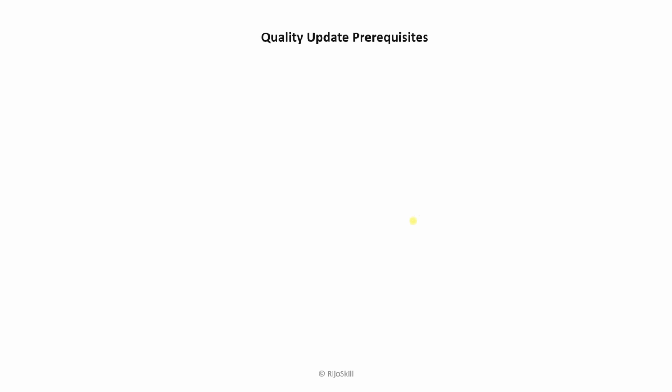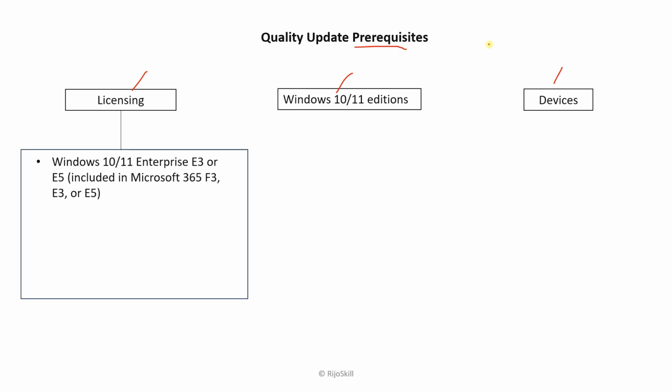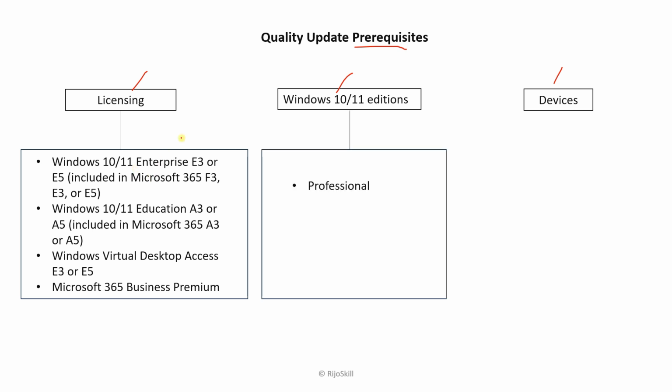Now we will discuss the prerequisites needed for the quality update: licensing, Windows 10 OS editions, and devices. First, licensing. There are Windows 10 or 11 Enterprise E3 or E5, Microsoft 365 F3, E3 or E5, Windows 10 or 11 Education A3 or A5 including Microsoft 365 A3 and A5, Windows Virtual Desktop Access A3 or A5, and also Microsoft 365 Business Premium. Next, the Windows 10 or 11 OS editions: Professional, Enterprise, Education, Pro Education and Pro Workstations.